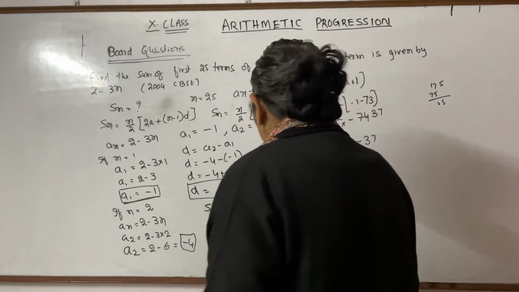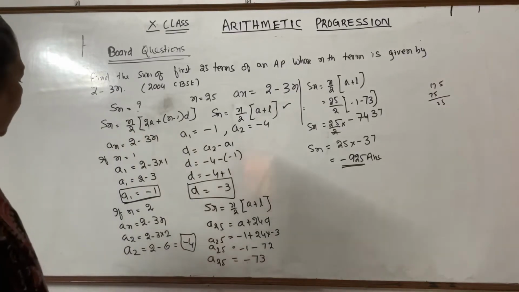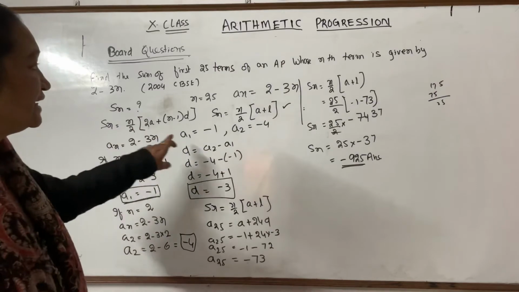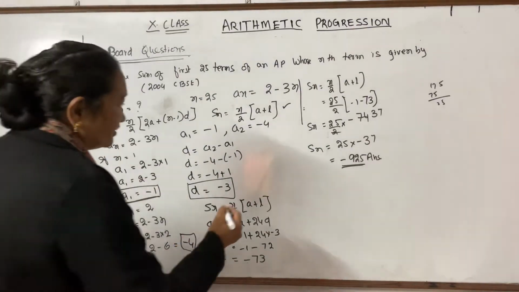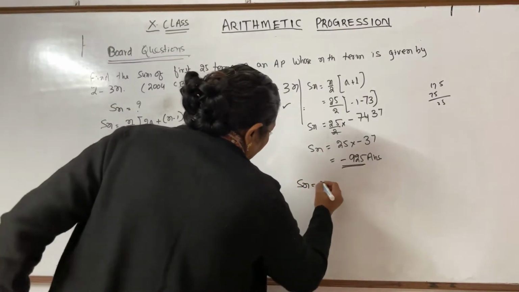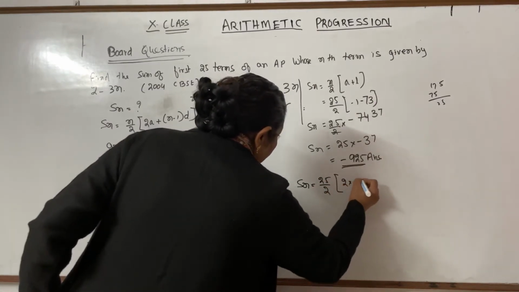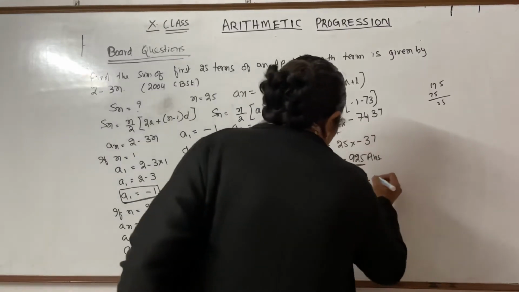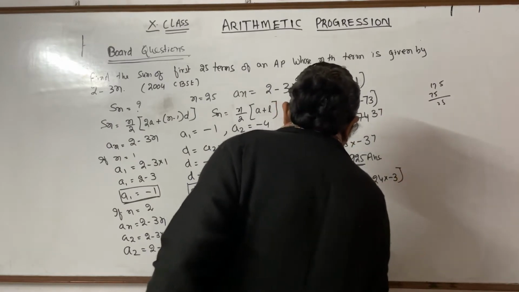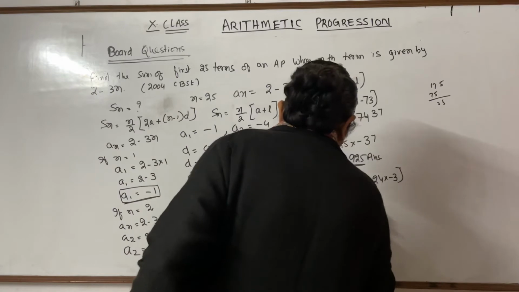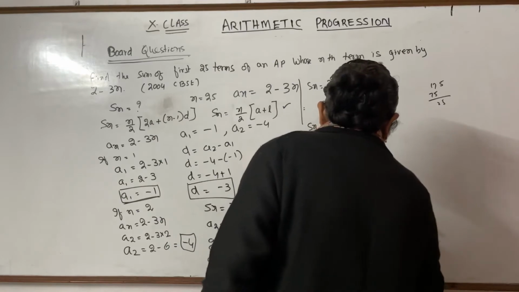Okay? Got it? So suppose you want to do it in this way. Because after getting A and D, you can put directly here and find out, instead of putting it again after that. So we can use this formula. You see, Sn equals n upon 2 into 2 into A, which is minus 1, plus n, which is 25 minus 1, is 24, into D, which is minus 3.